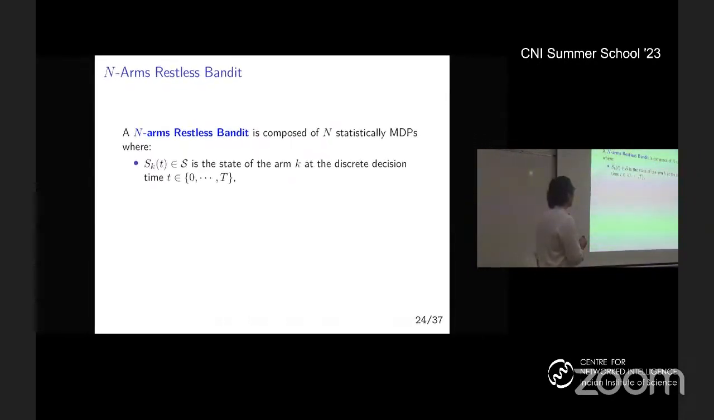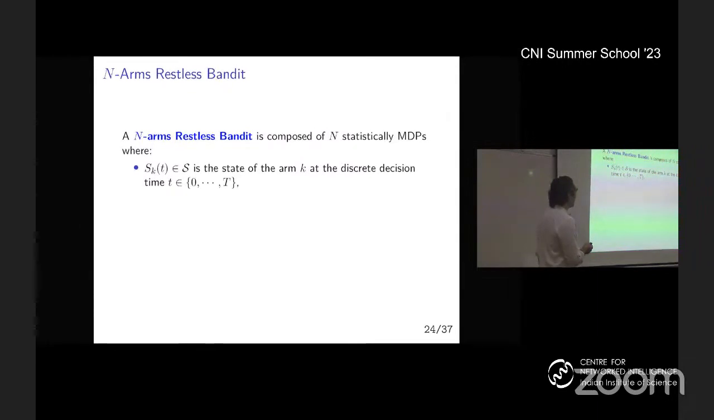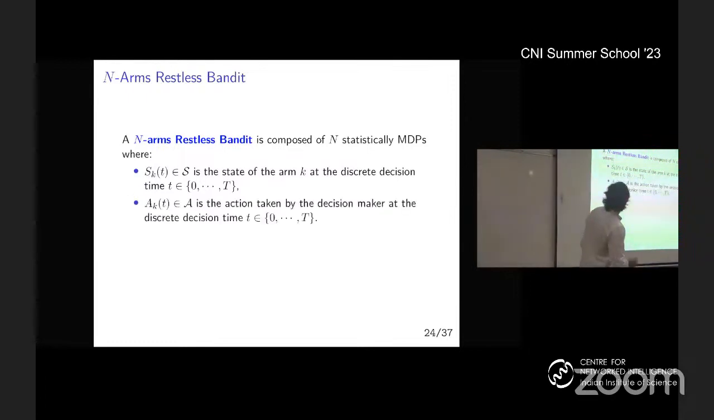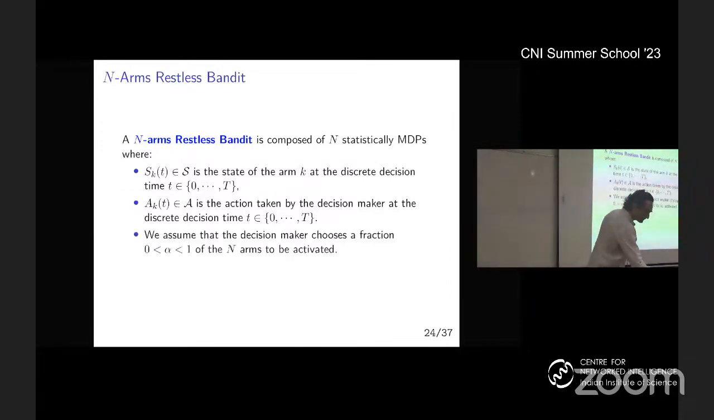So S_k is the state of arm k at the discrete decision time t. I will denote by A_k(t) the action taken by the decision maker at the discrete decision time t also.